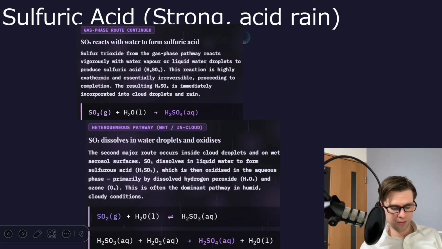Now, the problem is once you've made SO3, it's highly reactive. Sulfur trioxide in the gas phase reacts vigorously with water vapor or liquid water droplets to produce sulfuric acid. So it's just SO3 plus H2O. There's lots of H2O in the clouds. That makes H2SO4 immediately.